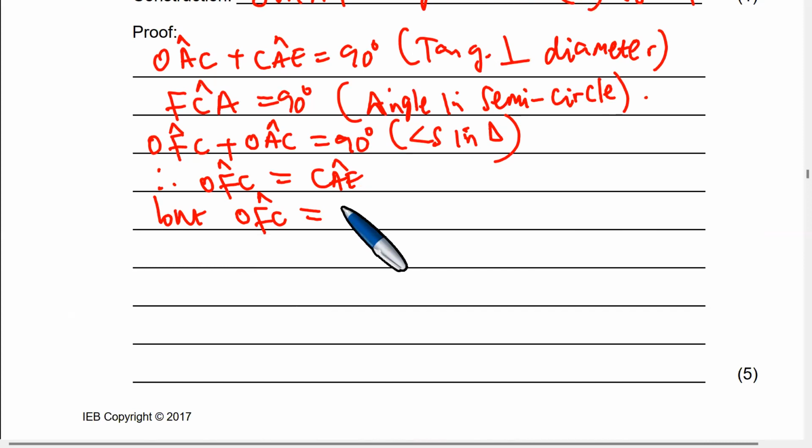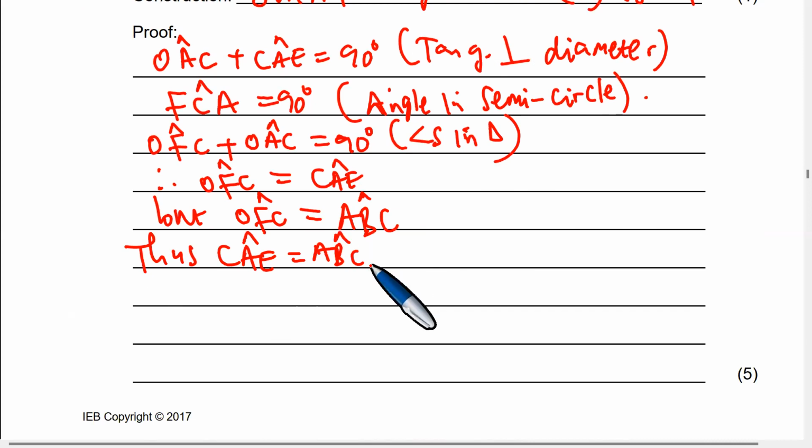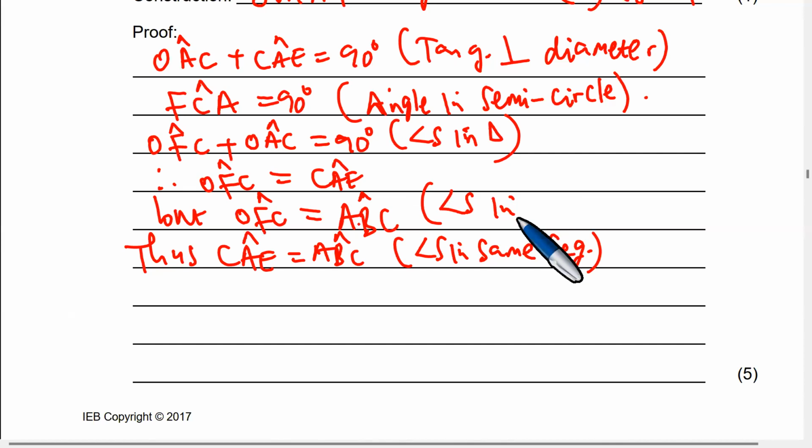But OFC is equal to angle ABC. Okay, so these two are equal. Thus, we have that these are equal, which means that CAE is equal to ABC. Angles in same segment. Okay, this one. Angles in same segment, okay? Because we saw the angles like this. So this equals this. So angles in same segment.